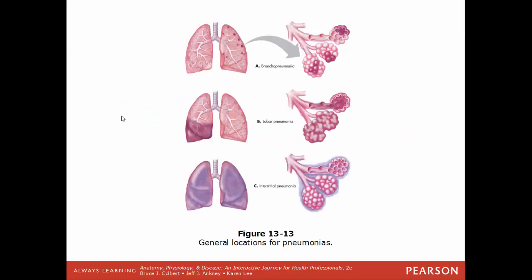Here are some general locations of various types of pneumonia. See the first one, a bronchopneumonia. You see at the bronchial levels here, these little red circles, and how they affect the alveoli. Next one, lobar pneumonia, where you're affecting entire lobes of the lungs. And then interstitial pneumonia, you're affecting the interstitial space.